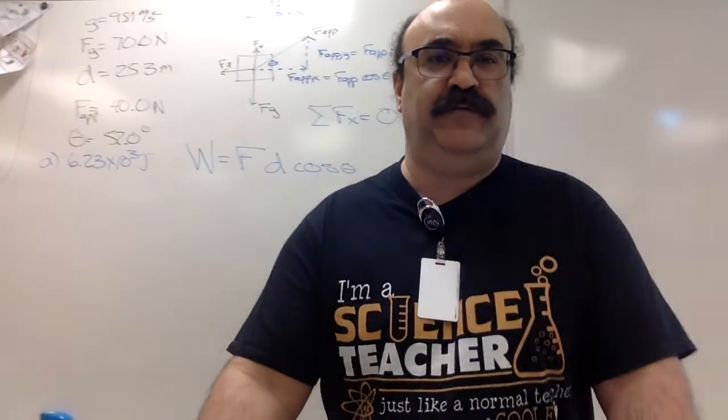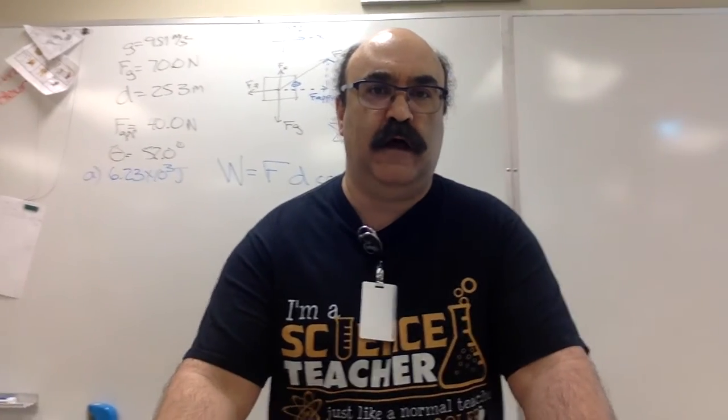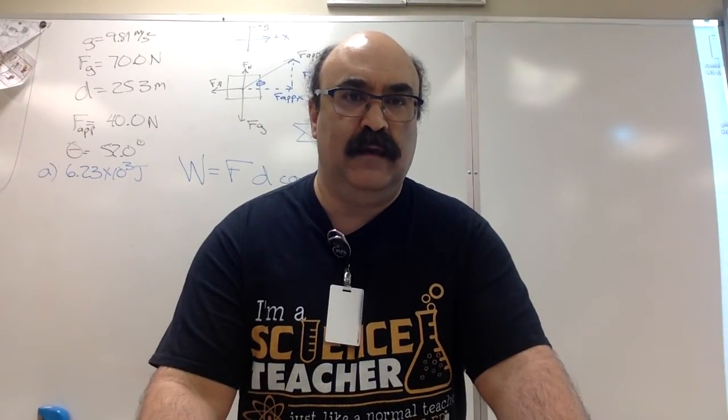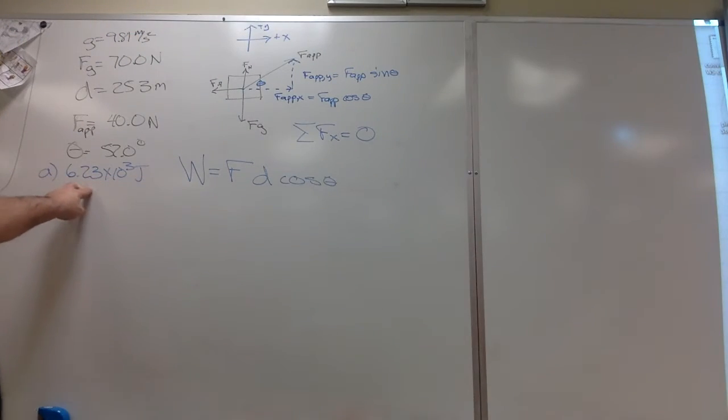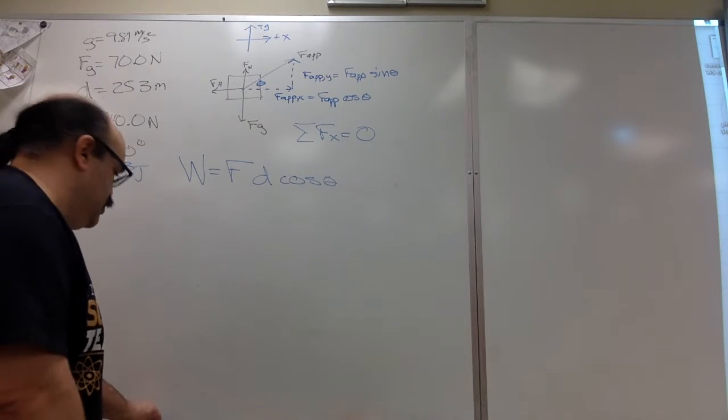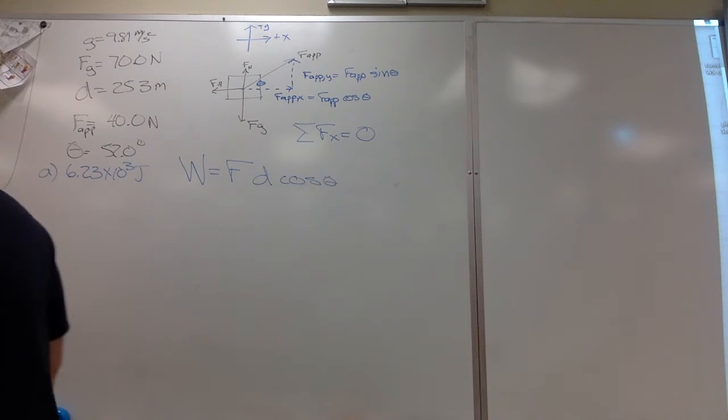Okay, at the end of the first video, I should have solved for part A. We should know how much work was done by the flight attendant. That turned out to be 6,230 joules. Now we're looking at what the force of friction work was.